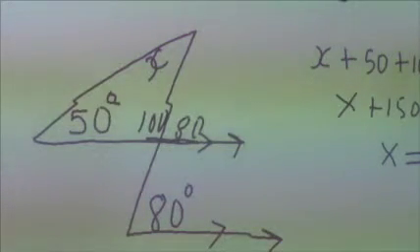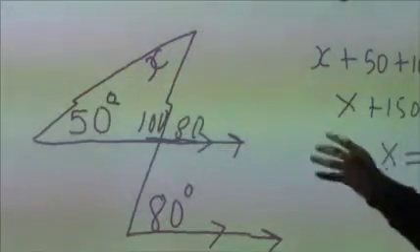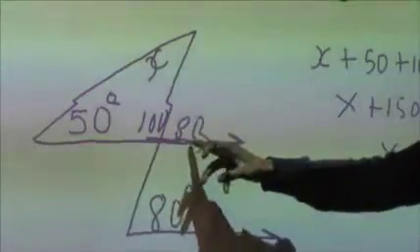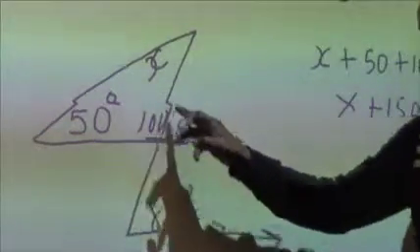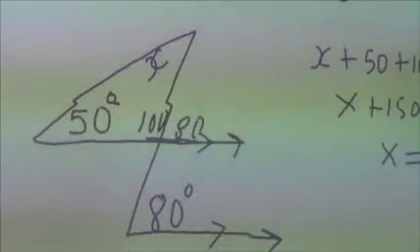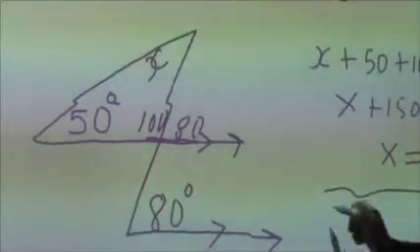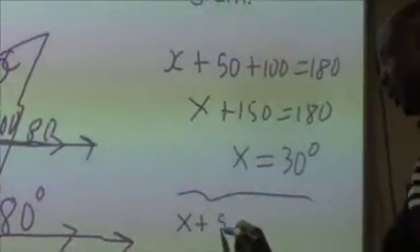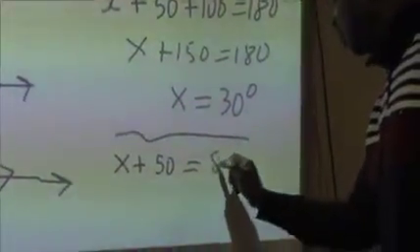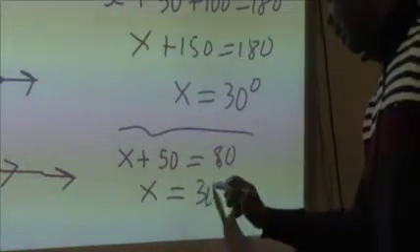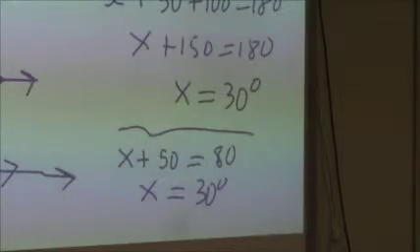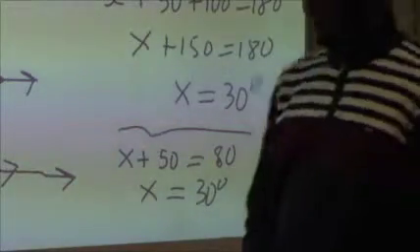There's another thing we're going to learn later on: the sum of the remote interior angles is equal to the exterior angle away from them. So 50 plus x must be equal to 80. So how do we use that approach? By saying x plus 50 must be equal to 80. Subtract 50 from both sides. We get the same answer, which is 30. Okay, let's try a second example.